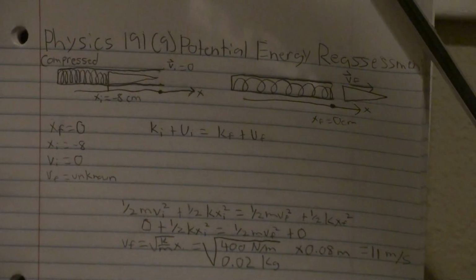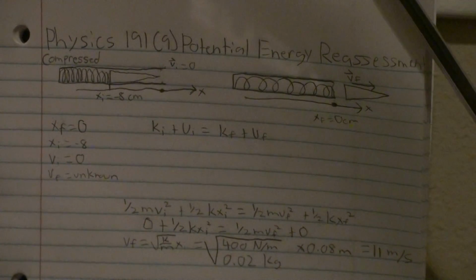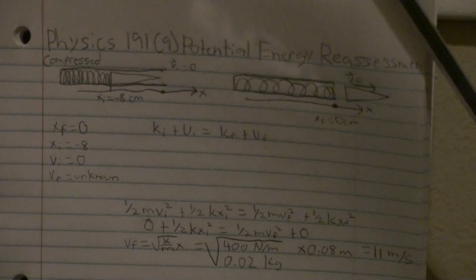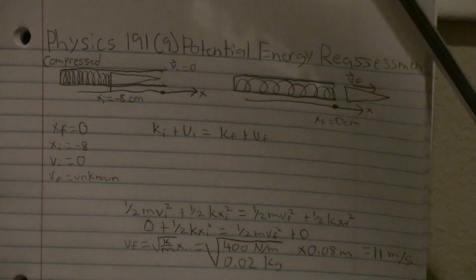Okay, so as mentioned in the email this video is attached to, in a dart gun, a spring with k equal to 400 newtons per meter is compressed 8 centimeters when the dart with a mass of 20 grams is loaded. What is the muzzle speed of the dart when the spring is released?